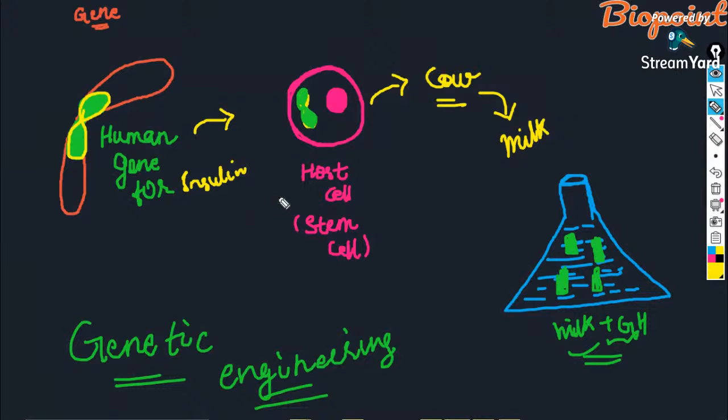They can be introduced into a host cell or they can be introduced into the cow, and here you will obtain milk plus human insulin. The gene for human insulin will be there. So a person who has diabetes can buy and drink the quality milk in which you will have the combination of milk plus insulin.